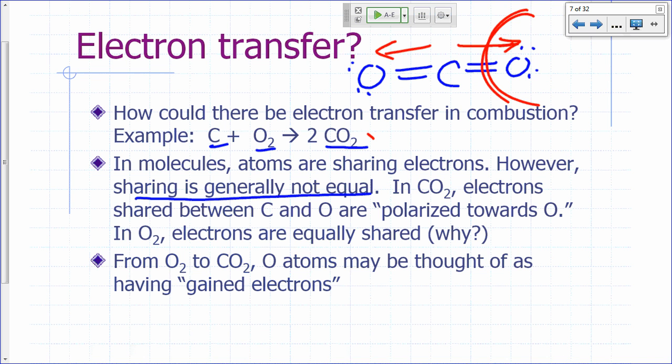All right. So we also say that this bond right here is polarized towards oxygen. Okay. So in a way, even though the electrons are shared, there is some partial transfer of electrons to the oxygen from the carbon. In that sense, you can think of oxygen atoms as having gained electrons and the carbon as having lost electrons in the process of burning carbon to give you carbon dioxide. Okay, so that's why that reaction is also considered a redox reaction.